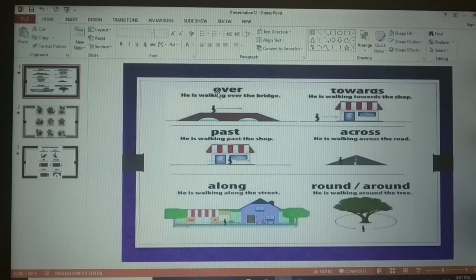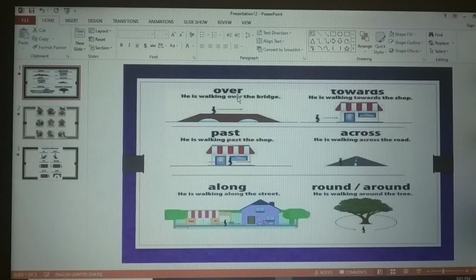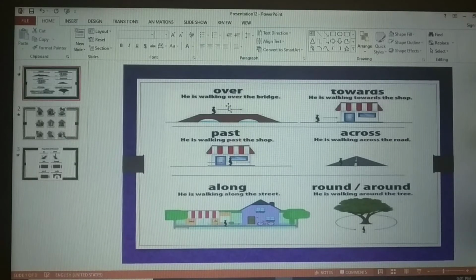Let's start, guys. As you see in the first picture, the first word is over. The first preposition is over. As you can see, here is a bridge and this person is walking over the bridge. That's why we can say that over is kind of a synonym of on. He is walking over the bridge, like on the bridge, kind of over part of the bridge, as you can see from here.